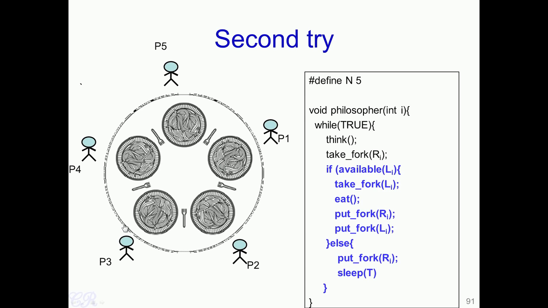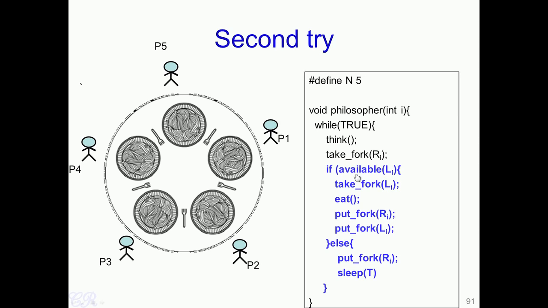So, let us look at another attempt to solve this particular problem. Let us say we have the same function over here, and this time the philosopher takes the right fork. Then he would determine if the left fork is available. If the left fork is available, the philosopher would take the left fork, eat for some time, then put down both the forks, the right as well as the left fork, and the loop continues as usual.